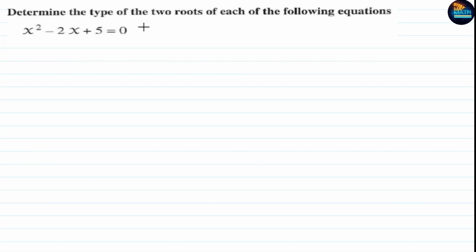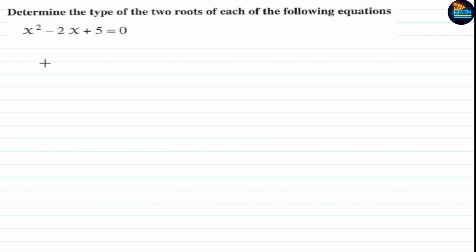Determine the type of the two roots of each of the following equations. x squared minus 2x plus 5 is equal to 0. Now, to determine the type of the roots, we have to get the discriminant. If the discriminant is positive, that means we have two different real roots. If the discriminant is equal to 0, that means we have two equal real roots, which is basically one root. And if the discriminant is smaller than 0, we have two complex but not real roots. So let's see if the discriminant is positive, negative, or equal to 0.